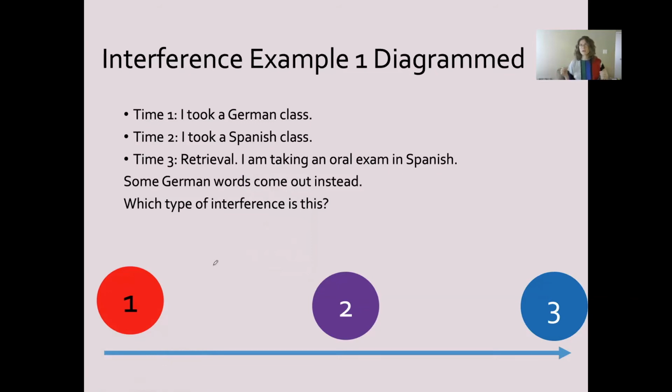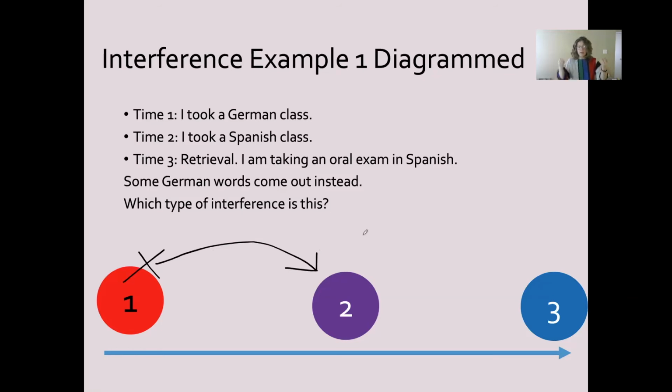So first, I need to find the one that is being interfered with. That's the one I'm trying to retrieve. So that is Spanish. I'm trying to retrieve Spanish, okay? And that was what I learned at time 2. But the one I actually want to focus on and diagram is the one that is doing the interfering. German came out of my mouth instead, even though that's not what I wanted. So I'm going to put an X at time 1 where I learned German in the past. And which information is it interfering with? I'm going to draw an arrow from it to the one it's screwing up. It is screwing up my Spanish knowledge. It's interfering with my Spanish.